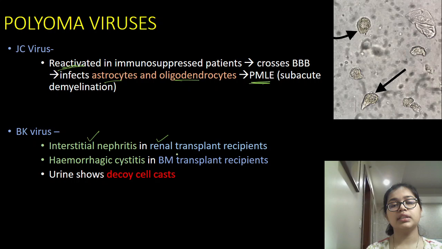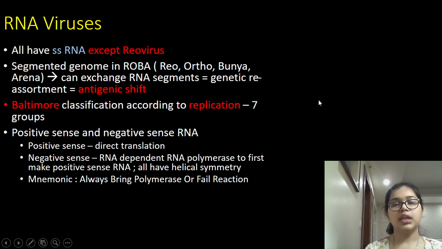Baltimore classification is based on replication, and classifies viruses into 7 groups. Positive and negative sense RNA viruses. Positive sense viruses are those that perform direct translation, whereas negative sense are those which first have to use RNA-dependent RNA polymerase to first make a positive sense RNA and then translate. All negative sense viruses have helical symmetry.